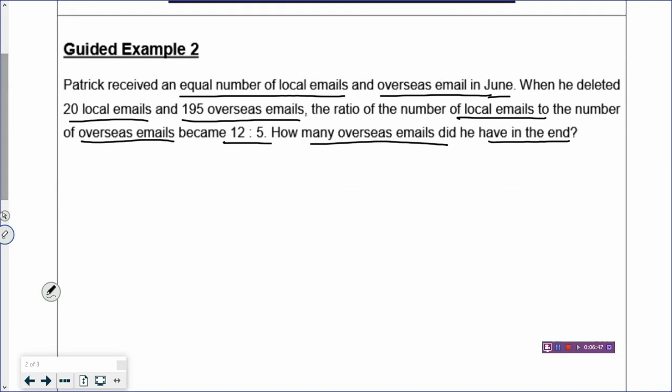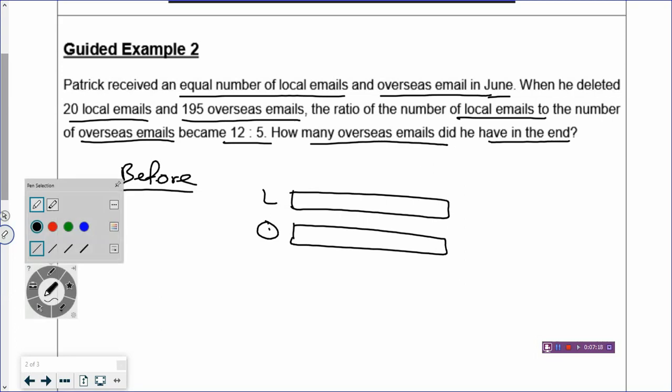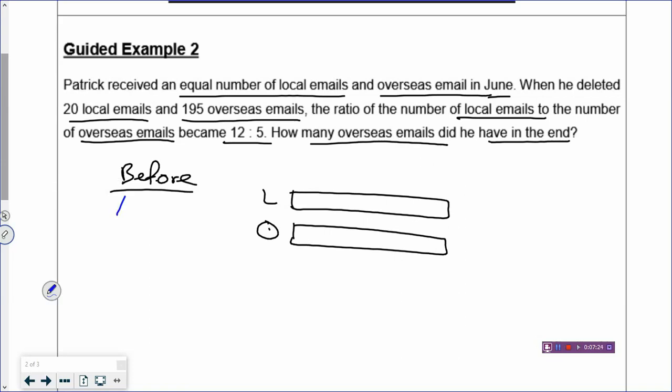Okay, now this is how you draw. So your before model will look like this. Okay, before. All right, let me just label nicely. So Patrick received an equal number of local and overseas. So I would draw 2 equal rectangles, right? Equal, right? And I can actually put the before and after together as one. If you notice in the previous lessons, sometimes we don't have to separate the models. We can actually merge them together. So it depends, all right? It's up to you whether you want to put them together or to separate them. So over here, I would like to join them together because it's easier.